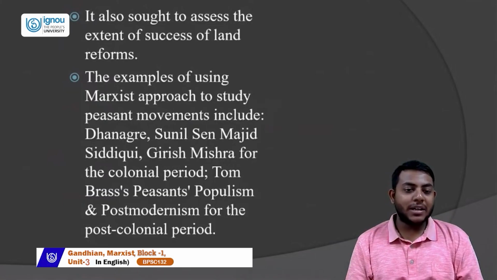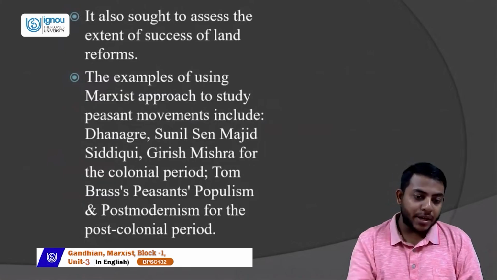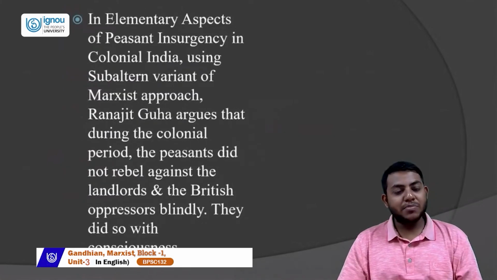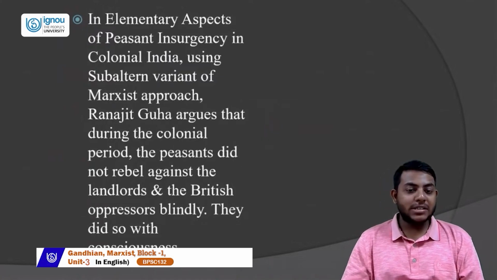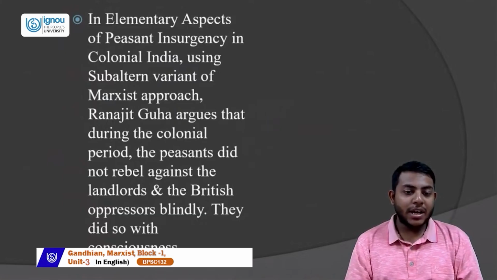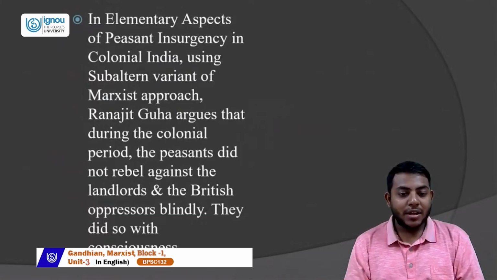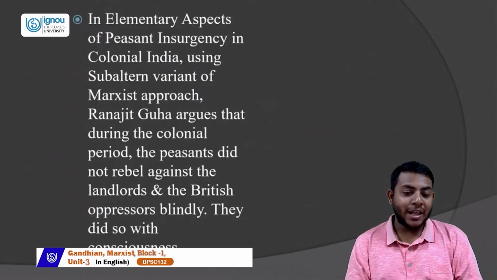The examples of using the Marxist approach to study peasant movements include Dhanagre, Sunil Sen, Majid Siddiqui, Girish Mishra for the colonial period, and Tom Brass's Peasants, Populism and Postmodernism for the post-colonial period. So, in Elementary Aspects of Peasant Insurgency in Colonial India, using the subaltern variant of the Marxist approach, Ranajit Guha argues that during the colonial period, the peasants did not rebel against the landlords and the British oppressors blindly. They did so with consciousness.